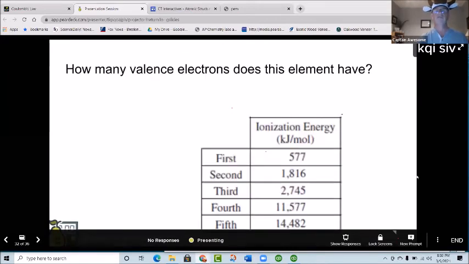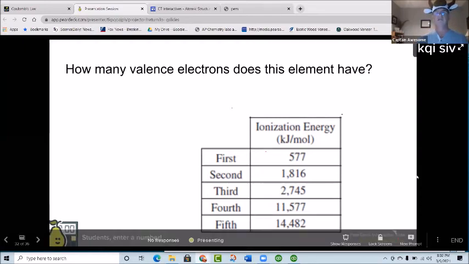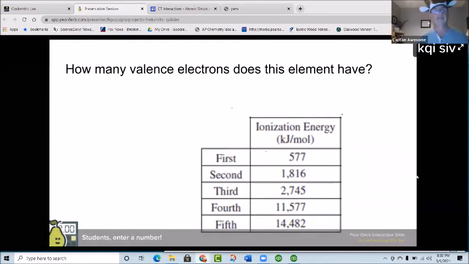All right, see if you can take a stab at how many valence electrons this element has. Look at the data and you can just enter a number. Does it have 1, 2, 3, 4, or 5 valence electrons based on this data that you see?